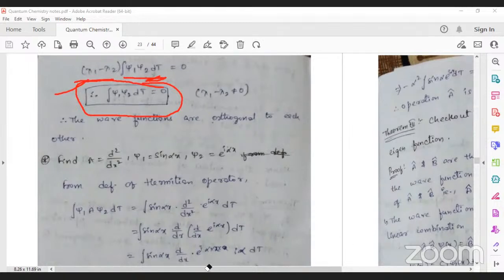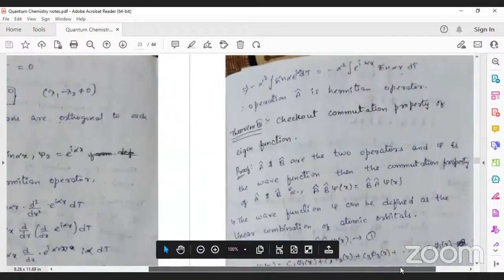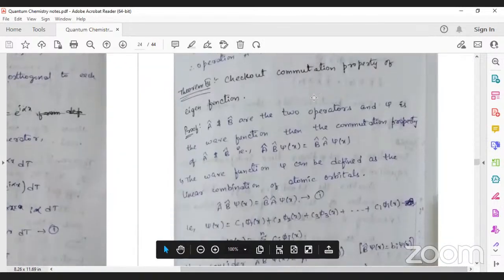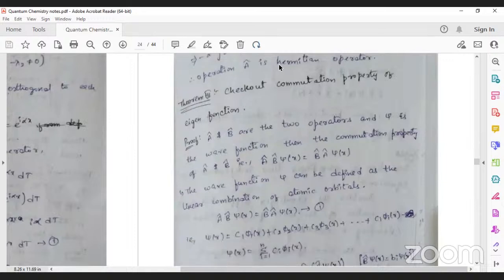Right. So try to understand that terminology, right? So how we are going to get the solution of the theorem. Okay. Right. The last theorem will be there, right? That is theorem number 3. So we'll see what is theorem 3. This will be related to the commutation property, right? What is the statement of theorem 3? Check out commutation of eigenfunctions.